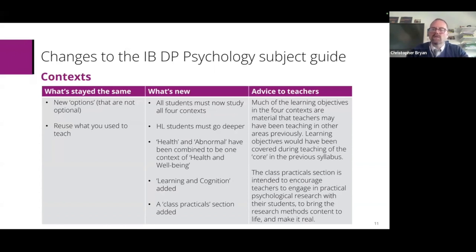All students now study all 4 of your contexts. There's no such thing as options anymore. Some of the options are being combined. So health and abnormal have gone into health and well-being. Learning and cognition, I've taken some of the things from the old sociocultural and cognition and combined them.